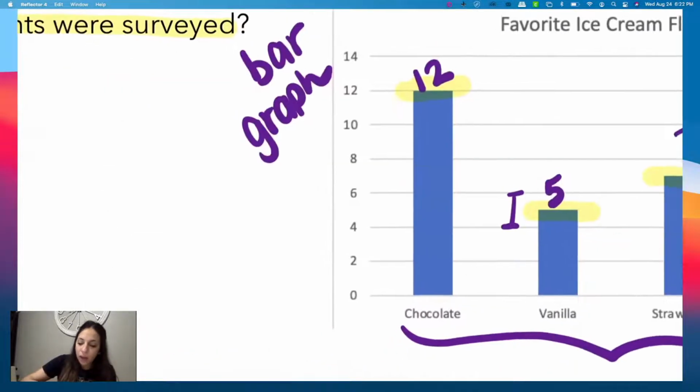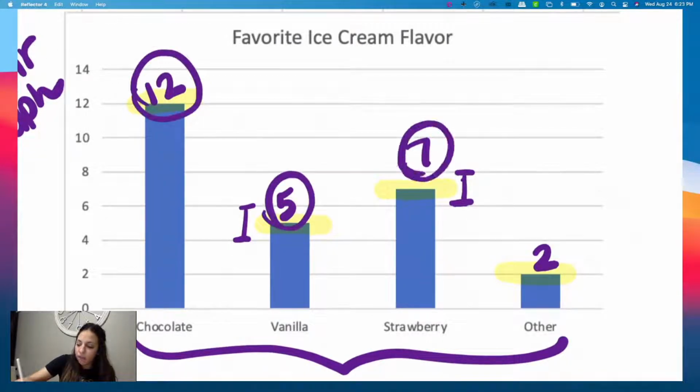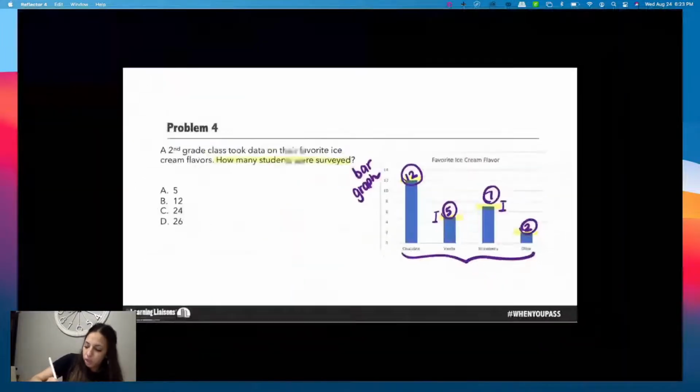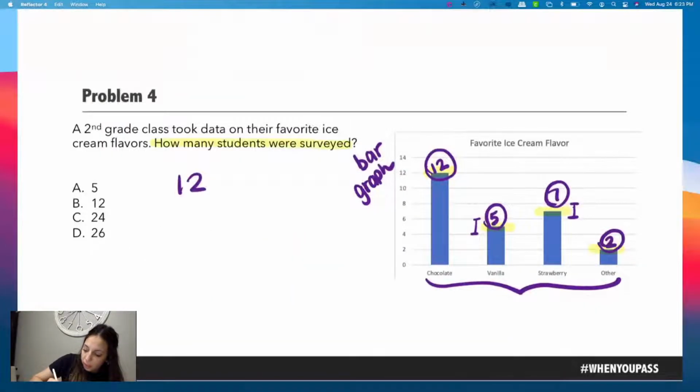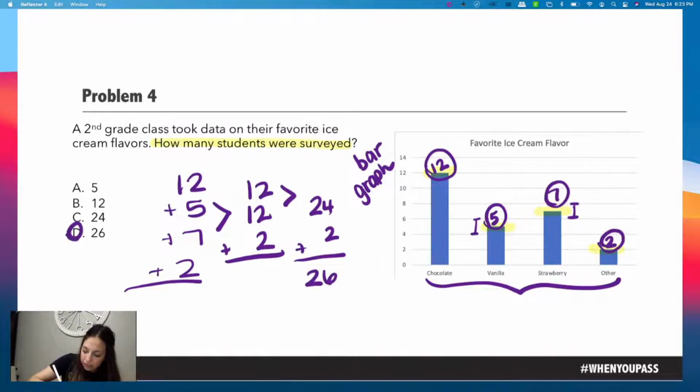So how do I figure out how many people were surveyed? I'm going to add all of these people up, and it'll give me my answer. So 12 plus 5 plus 7 plus 2. 5 plus 7 is 12. So I have 12 plus 12 plus 2. 12 plus 12 is 24. And 24 plus 2 equals 26. So for this question, D is going to be the correct answer.